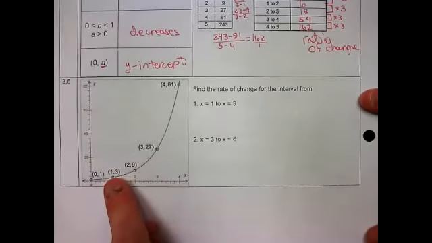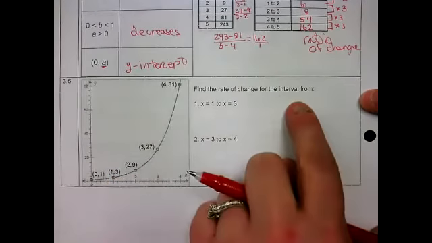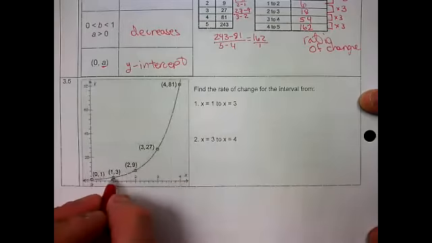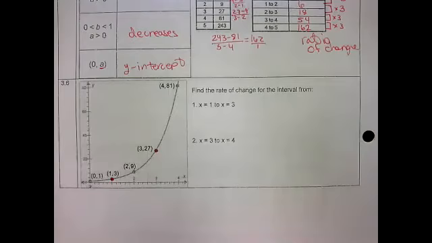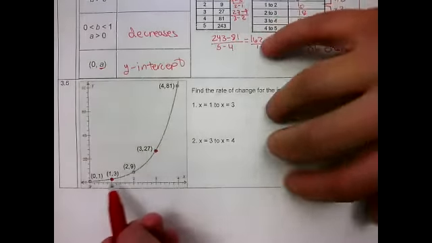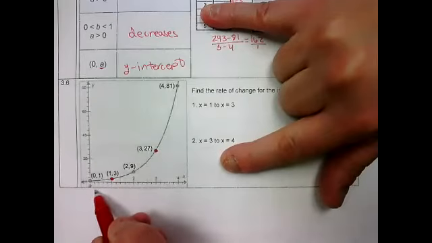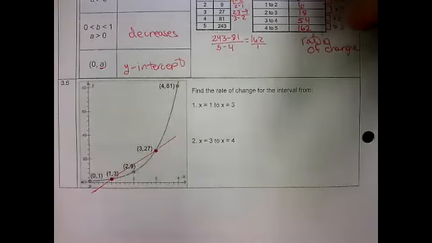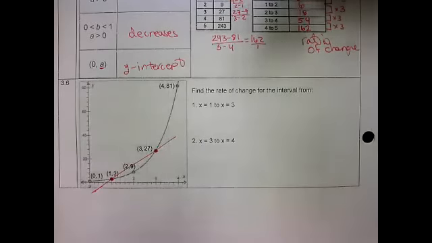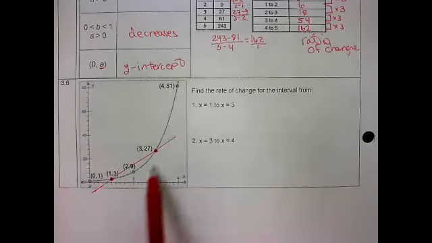Now we're going to find the rate of change for the interval from x equals 1 to x equals 3. Remember that when we are finding a rate of change, we are just finding the slope. So we're finding the slope of the line from here to here. I'm just going to sketch a line in. I was trying to find a ruler, but I couldn't find one. So we're finding the slope of that line right there. We're not finding what this curve is. We're finding the slope right there.